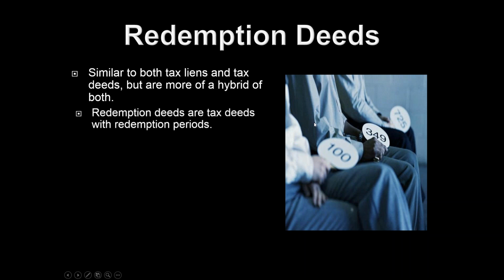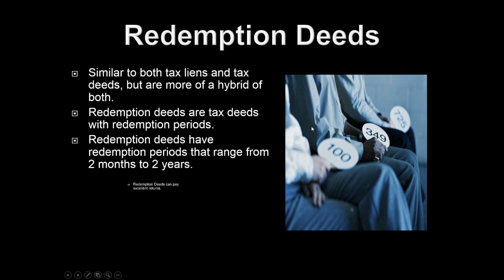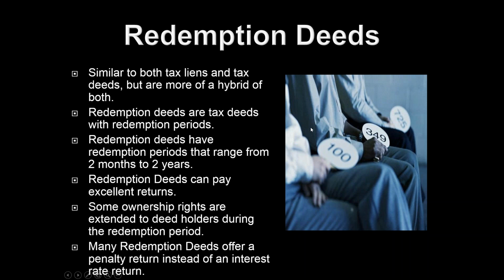Now, redemption deeds, they're similar to tax liens and tax deeds. Really, redemption deeds are tax deeds with a redemption period. Now, usually redemption deeds are going to have a shorter redemption period than a tax lien certificate. They'll go anywhere from 2 months to 2 years. Now, redemption deeds usually pay very high interest rate returns. And really, it's more of a penalty return.